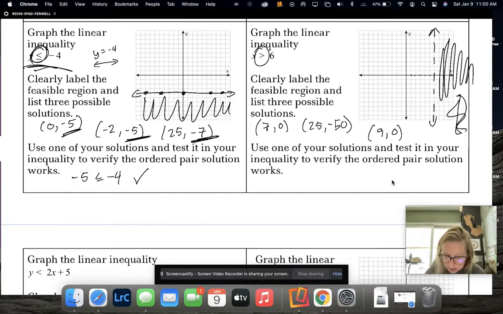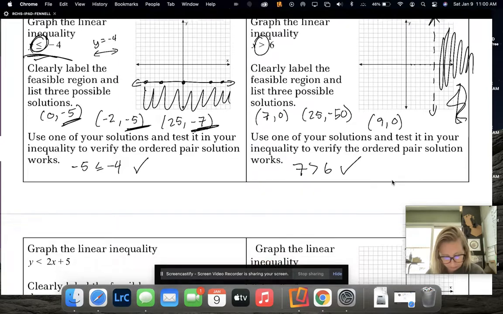Let's test one of them. Let's just test one of the zeros, it's easier. 7 is greater than 6. That's a true statement. We have shaded the correct region. We are good to go. Notice if you were to plug in 6, you would get a false statement. 6 is not greater than 6. That symbol indicates that only values greater than will be true.